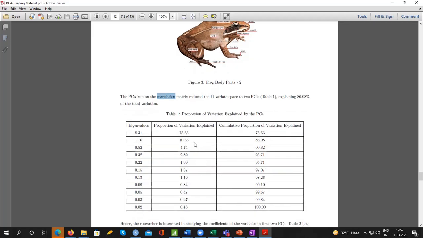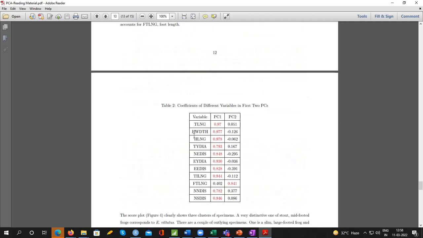So this is the proportion of variation explained by PCs. You can see here, out of 11, first PC itself explains 75% variation. Okay, this is quite incredible. I have 11 variables, but the first PC itself explains 75% variation. Next PC suddenly is dropping to 10% or 11%. Okay, now if you look at the coefficients, see, in the first PC, except for foot length, all the other coefficients are pretty high.